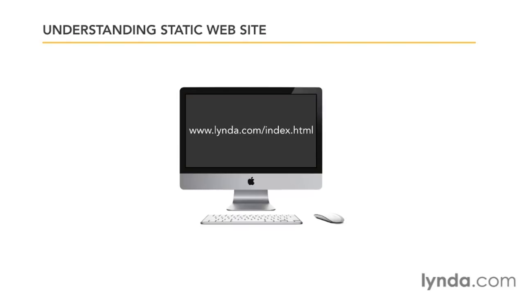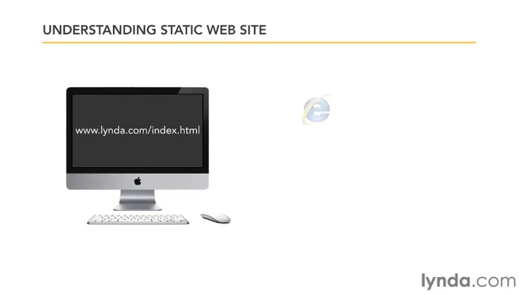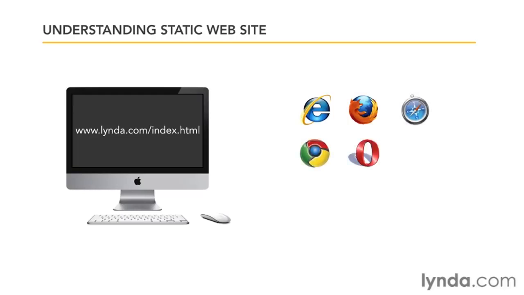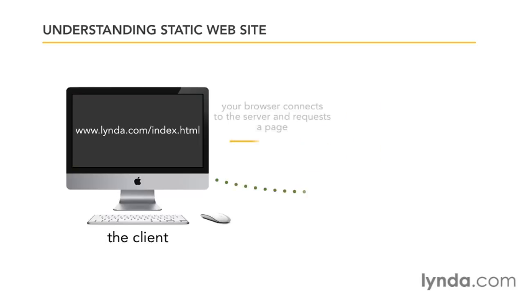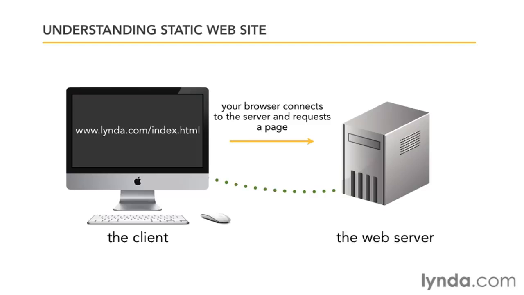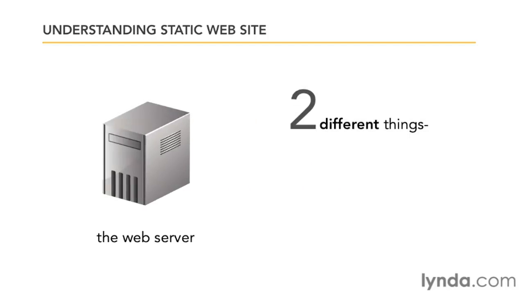A web browser is a piece of software that displays web pages from the internet, like Internet Explorer, Firefox, Safari, Chrome, or Opera. The request for the web page goes from your computer, also called the client, to the web server. Server is a tricky word that means two different things. One is a hardware sense of the word. A server is a very powerful computer that is shared in some way.